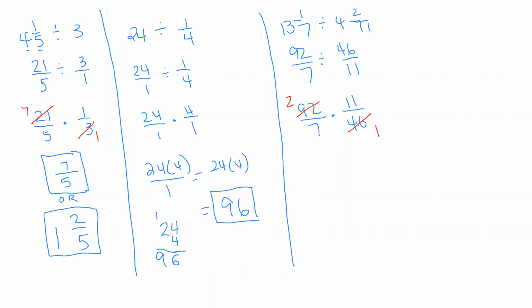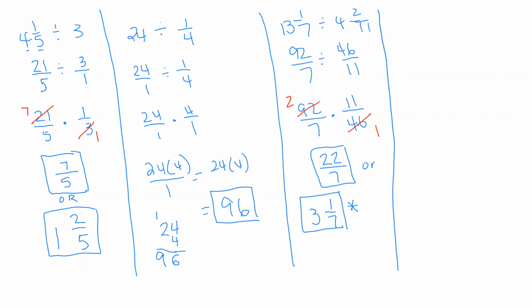So we multiply across. 2 times 11 is 22. 7 times 1 is 7. And just like in the first example on this slide, I want to go ahead and convert this to a mixed number. I started with mixed numbers, so let's keep the format. How many times will 7 go into 22? It'll go in 3 times with 1/7 left over. So either of these two answers is fine. Again, a lot of times, not always, but a lot of times, if you start with mixed numbers, you will also end in mixed numbers.